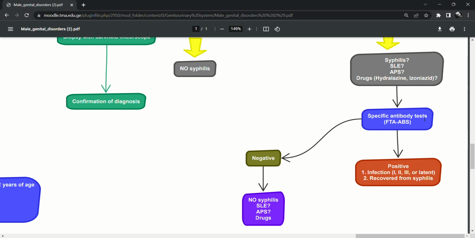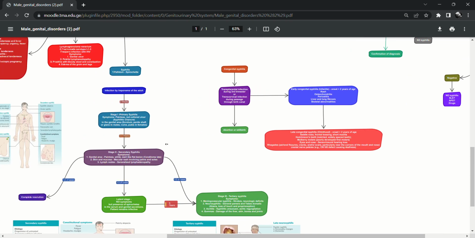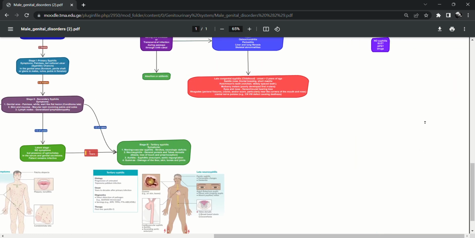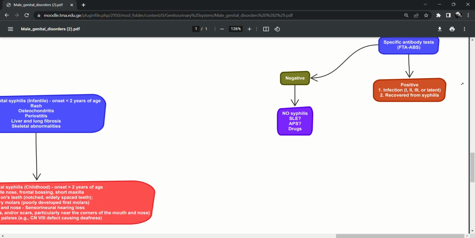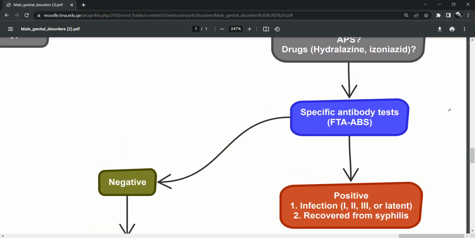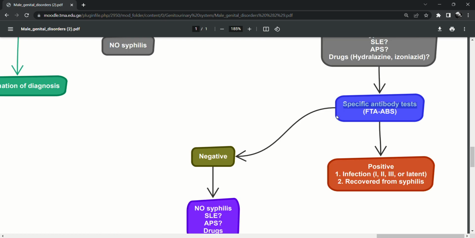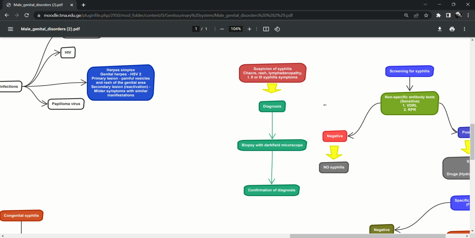Unfortunately, if it's positive, it can also indicate that the person already recovered from syphilis, either with treatment or, as you could see here, one third of patients progress into complete resolution. So we need to make sure whether the patient already had syphilis. If he says to the doctor, yes, I already had syphilis, the specific antibody test will remain positive. And if the patient is complaining of those symptoms of primary, secondary, or tertiary syphilis and it's positive for the specific antibody test, it is definitely active syphilis.